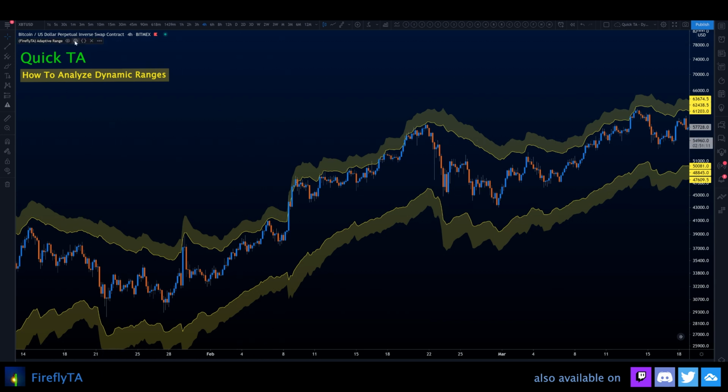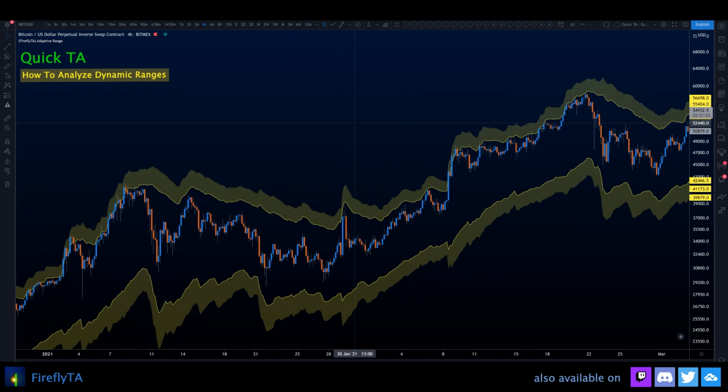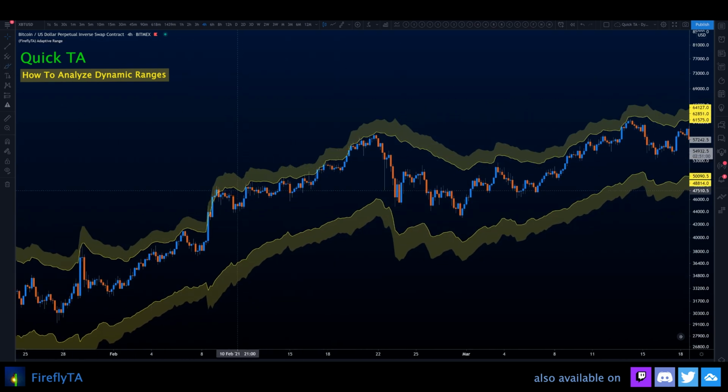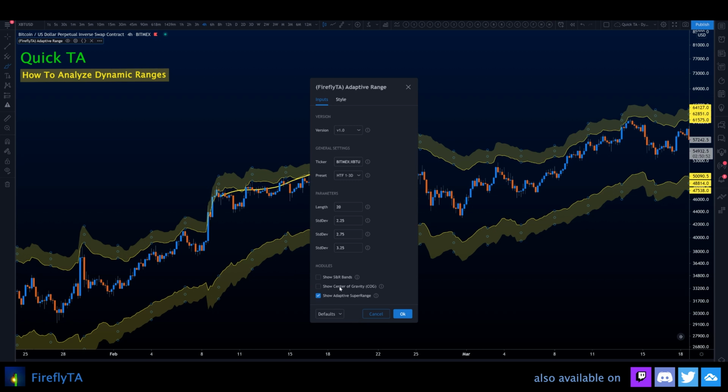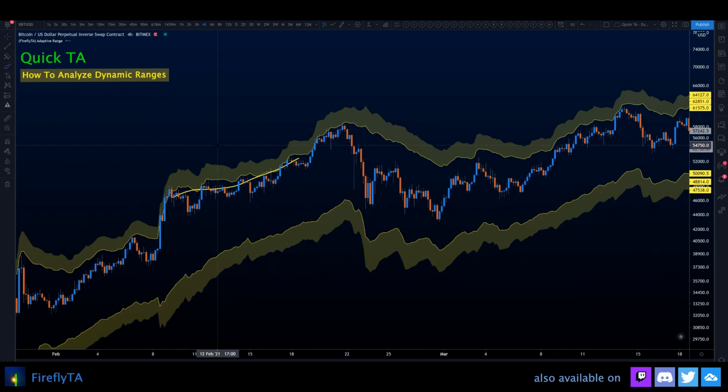You can just use the settings that are in there, the standard deviation values and the length of 20, which is actually a pretty good setting for all use cases. So as you can see, price very often starts grinding into this. And when you now enable the center of gravity, you can see that price is above the center of gravity, so it is at risk of falling back below.